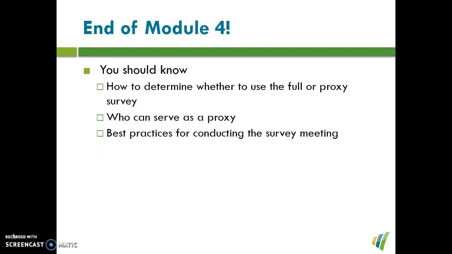So that takes us to the end of this fourth refresher training module. So really briefly, what we went over here is how to determine whether to use a full or proxy version of the survey, so establishing the need for a proxy respondent, who can serve as a proxy, and then we just concluded with some best practices for conducting the survey meeting.